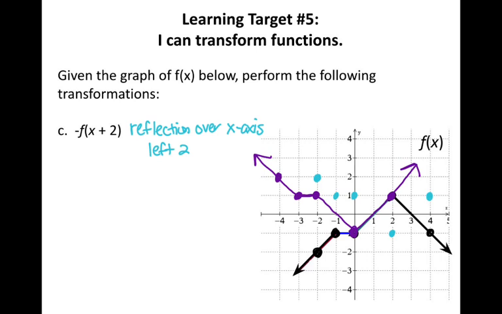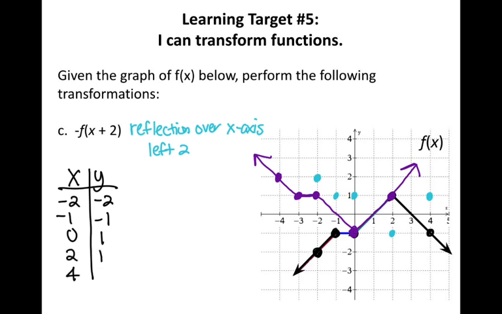Now, if you did want to do a table, which is fine, I'll show you what your adjustments would have to be. So I have -2, -2, -1, -1, 0, 1. What else do we have? 2, 1, and 4, -1.